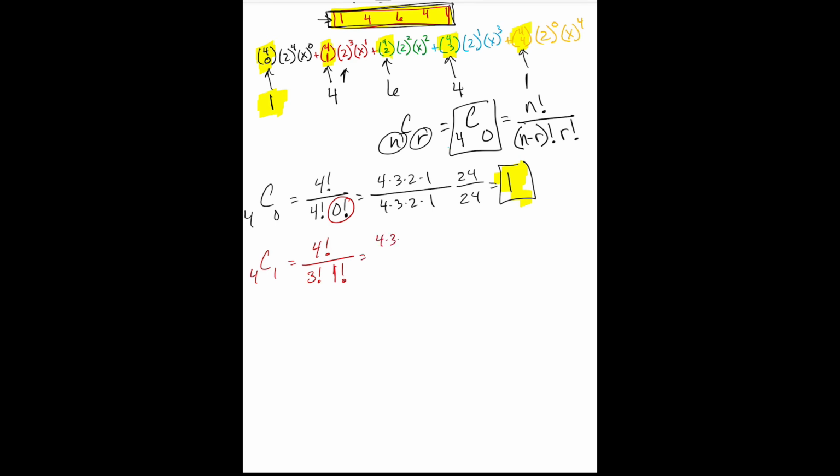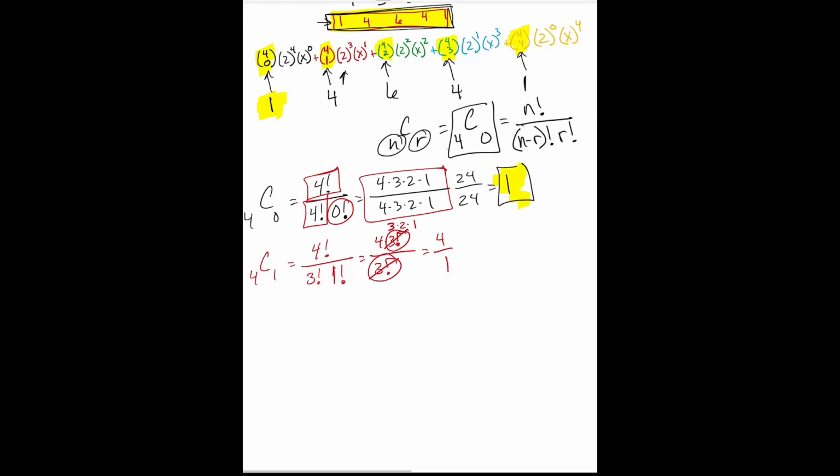So 4 factorial is 4 times 3 times 2 times 1. Now with my top number, I can actually stop right here at 3 factorial. The reason I'm stopping at 3 factorial is because the bottom is 3 factorial times 1 factorial, and the 3 factorial can cancel out with that 3 factorial, leaving me with 4 over 1. That makes sense? Likewise up here, I could have just said 4 factorial over 4 factorial, that's just 1. I just wanted to do it the long way so you could see how that works out. So this is 4, and again, I already knew that.